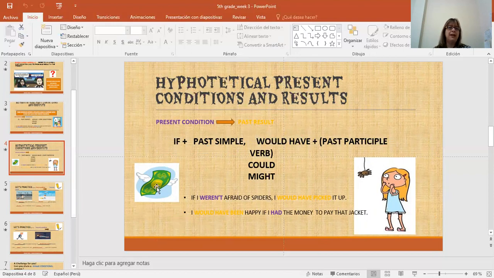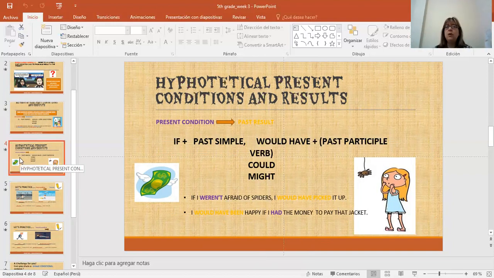Right here we have some money flying. Why? Right here, I would have been happy if I had the money to pay for that jacket. But is that person happy? Of course not. Why not? Because that person didn't have the money to pay for the jacket. It is a hypothetical present condition with a result. What is the result? That person is not happy.